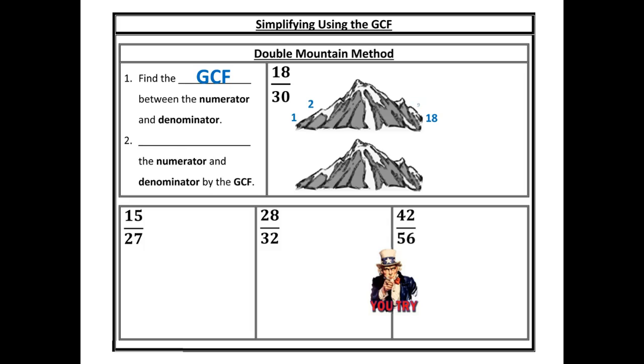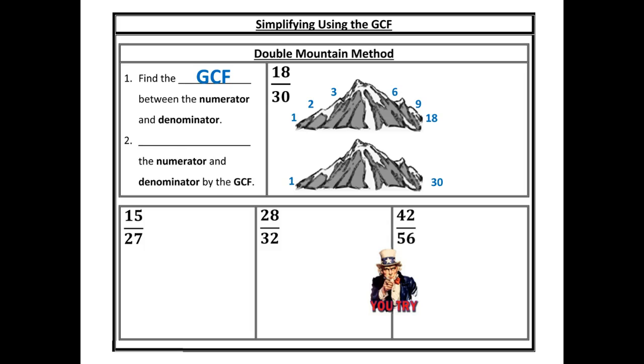18 divided by 2 gives me 9, that's a whole number. 18 divided by 3 gives me 6, that's a whole number. 18 divided by 4, decimal. Divided by 5, decimal. Divided by 6, that's a whole number. And we're already on the other side of the mountain, so I know I have all my factors. Do the same thing with 30.